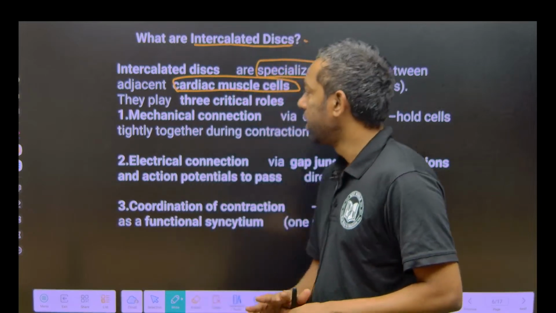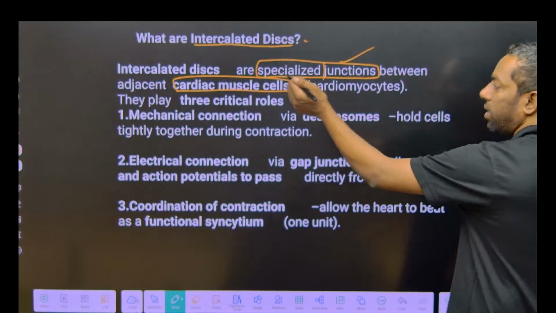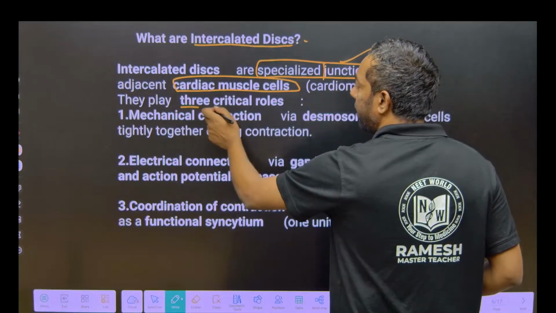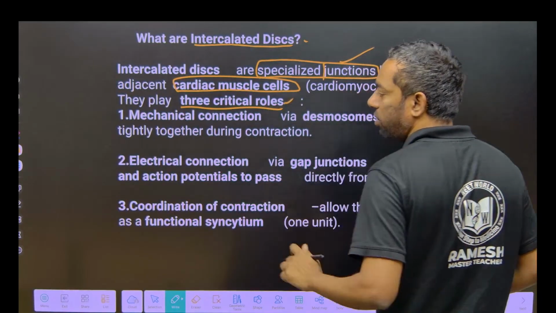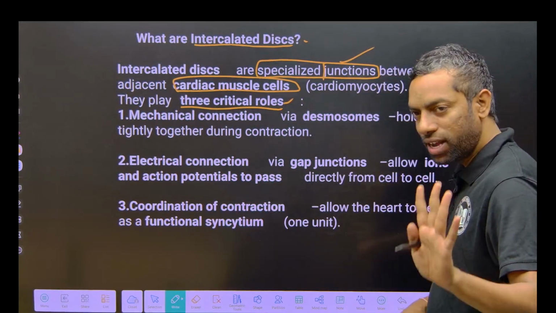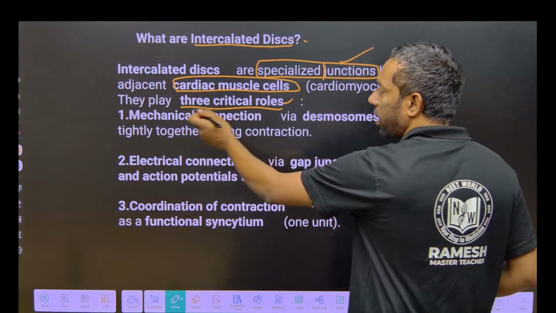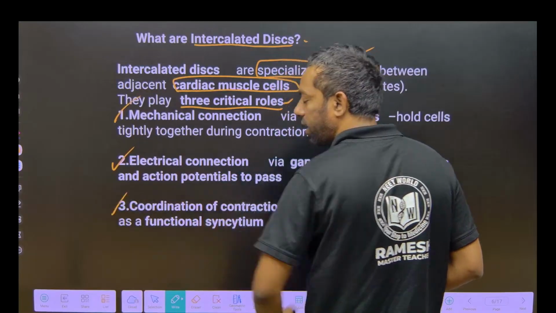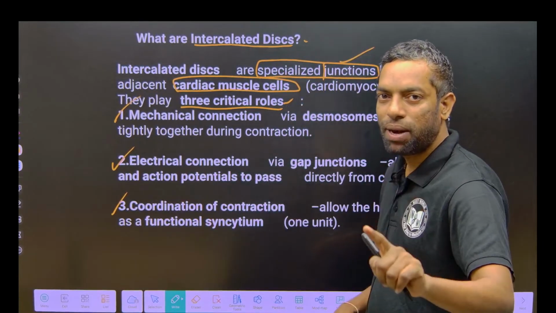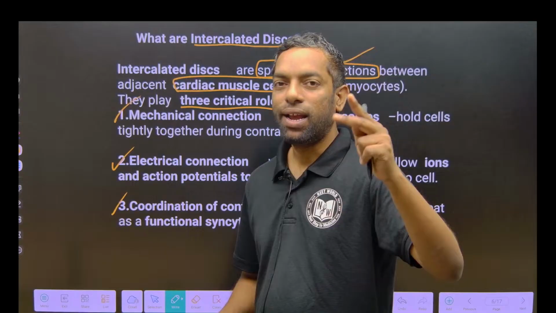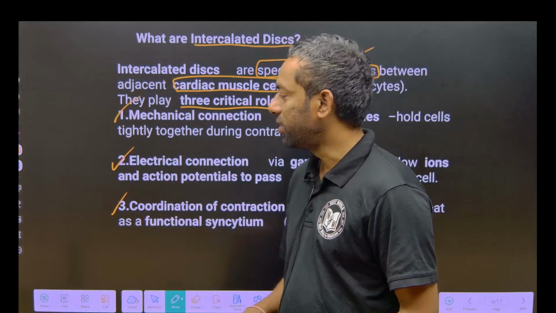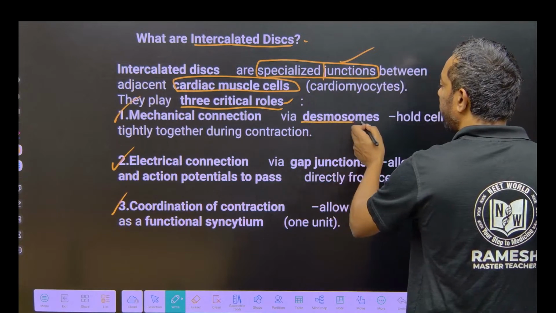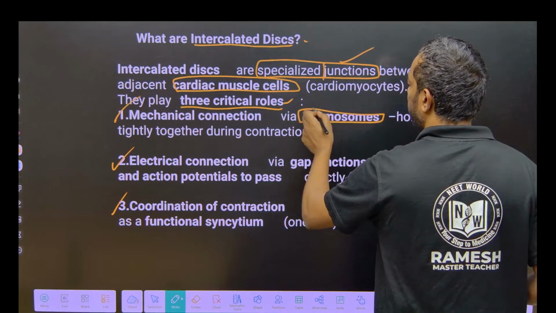Okay? In cardiac muscle, there are three critical roles. What are the functions of cardiac muscle? The mechanical connection, the electrical connection, and the coordination connection. Cardiac muscles play a mechanical action, an electrical action, and a coordination action. For the mechanical connection, the connection is desmosomes.